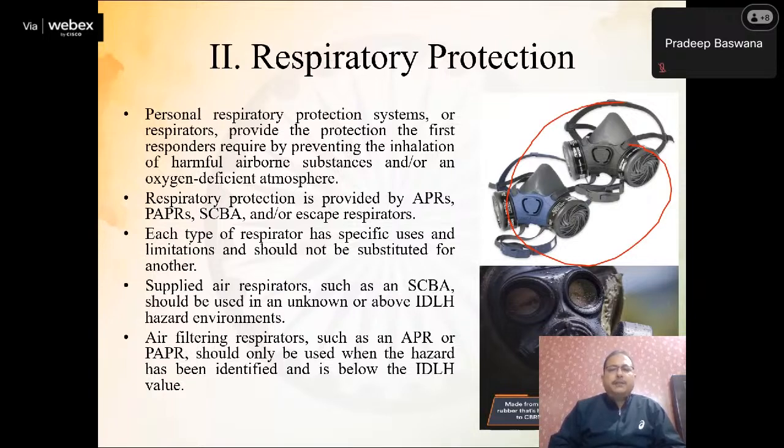Respiratory protection is provided by APRs, PAPRs, SCBA, or escape respirators. Each type of respirator has specific uses and limitations and should not be substituted for another. So don't think that we have a number of things and can just assemble or disassemble and use them in any way. Supplied-air respirators such as SCBA should be used in unknown or above-IDLH hazard environments. Air-filtering respirators such as APR or PAPR should only be used when the hazards have been identified and are below the IDLH value. The IDLH value is well defined in each and every domain, so we can utilize it easily.